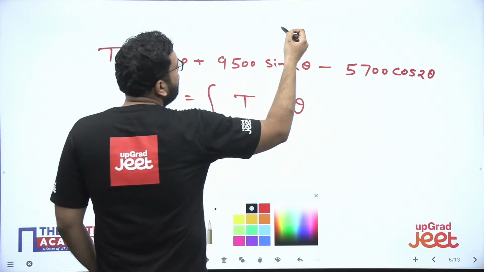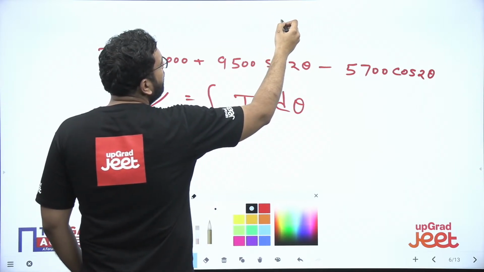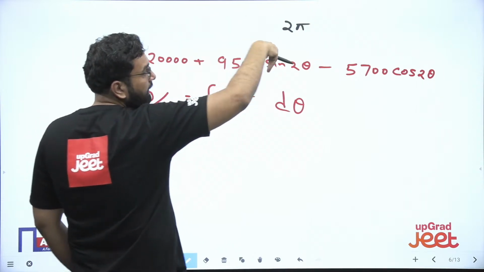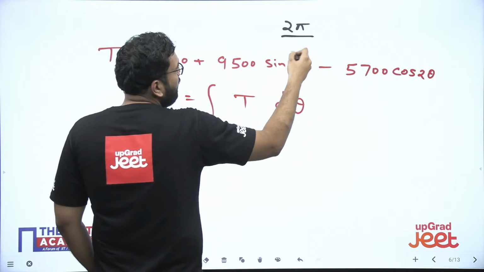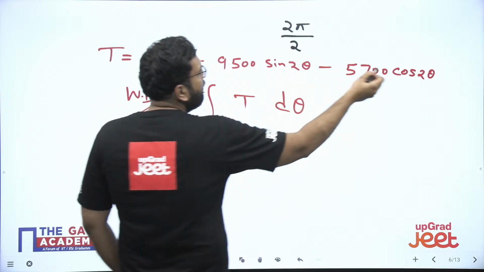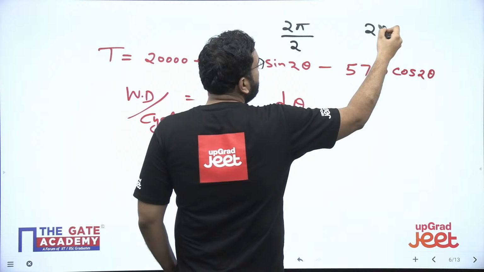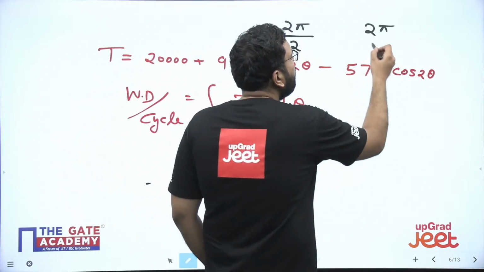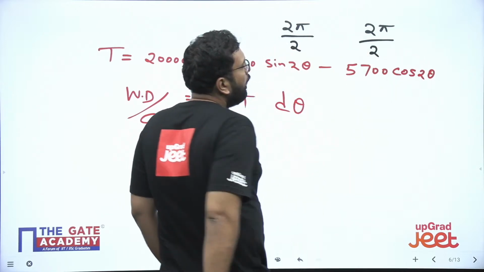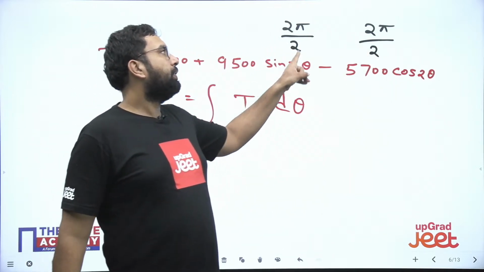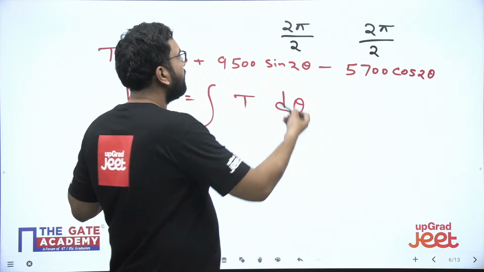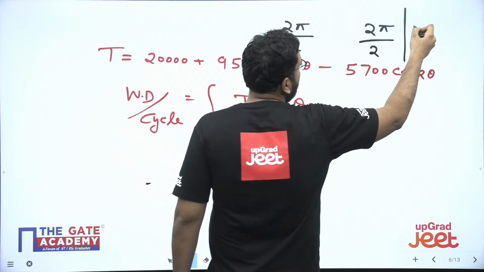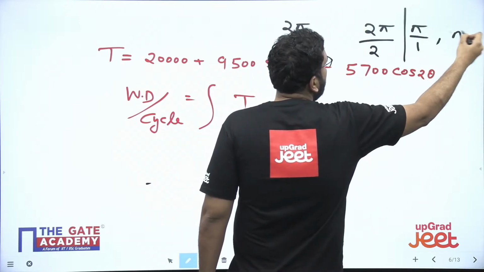So, we have sine 2 theta, and the cycle of sine goes from 0 to 2 pi. So 2 pi, and you see this coefficient, that is 2. And for cos 2 theta, the cos cycle goes from 0 to 2 pi; the cos function repeats itself after 2 pi. So we'll have to write this denominator. Whatever coefficient is there with the theta term, we have to write in the denominator. So this will become pi by 1, and this will become pi by 1.